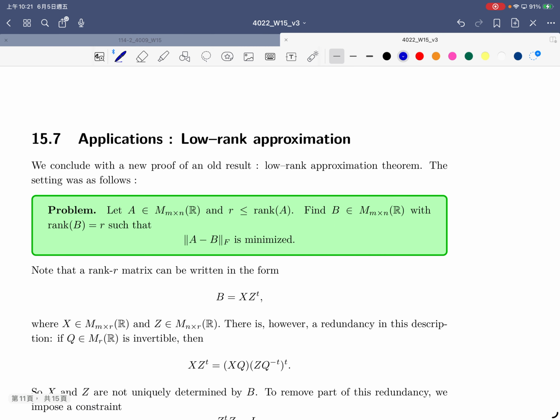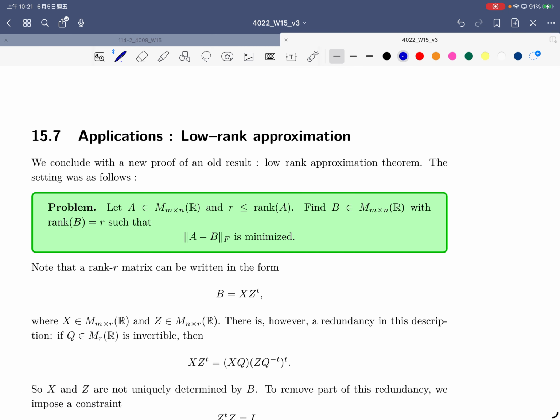And to finish this course, I'm going to give you a new proof of an old result. This is a result that we encountered a few weeks ago when we studied SVD, and that is the low-rank approximation theorem. So what is the low-rank approximation theorem? We try to approximate a matrix by another matrix of strictly lower rank. Let me formulate that more accurately. Suppose you're given a matrix A, and now I want to approximate A by a matrix of the same size but a strictly lower rank.